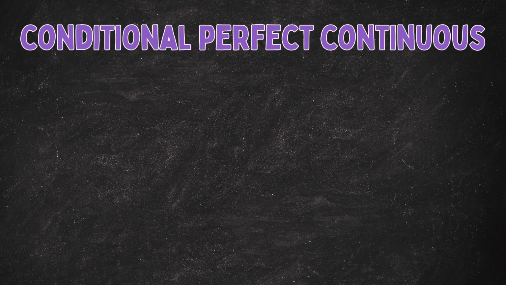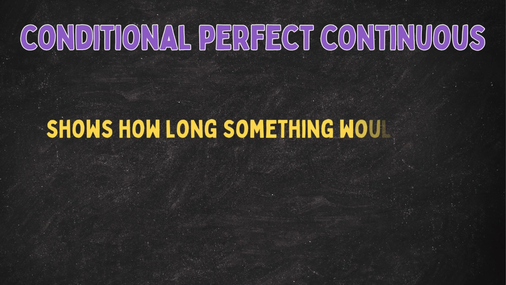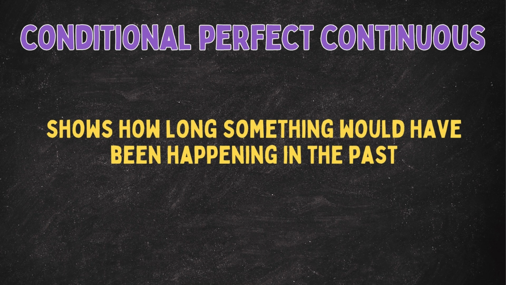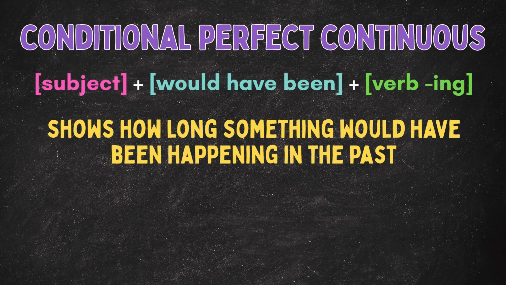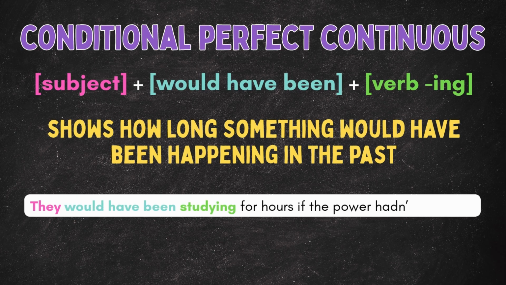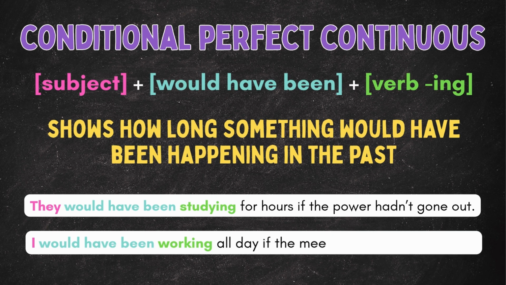Conditional perfect continuous. The conditional perfect continuous shows how long something would have been happening in the past. The sentence structure is subject plus would have been plus verb with ing. They would have been studying for hours if the power hadn't gone out. I would have been working all day if the meeting hadn't ended early.